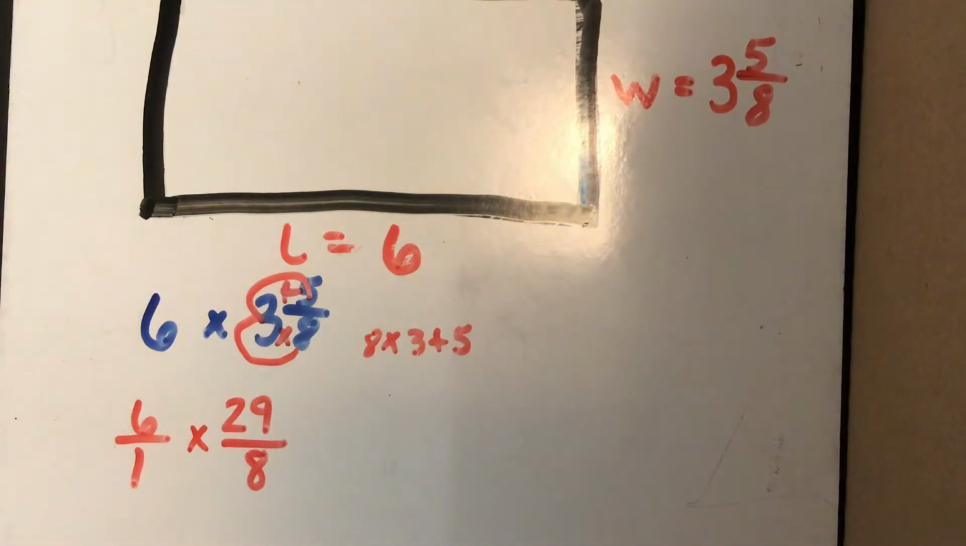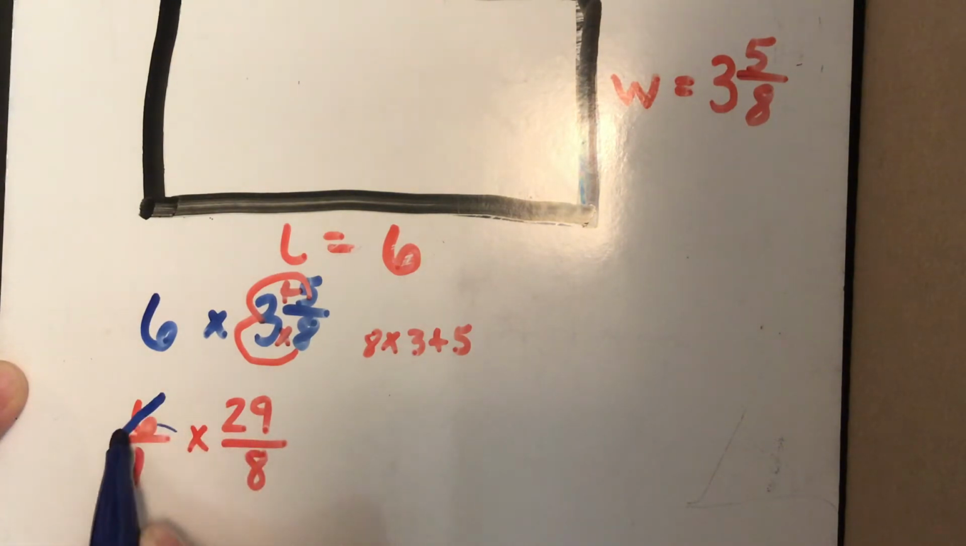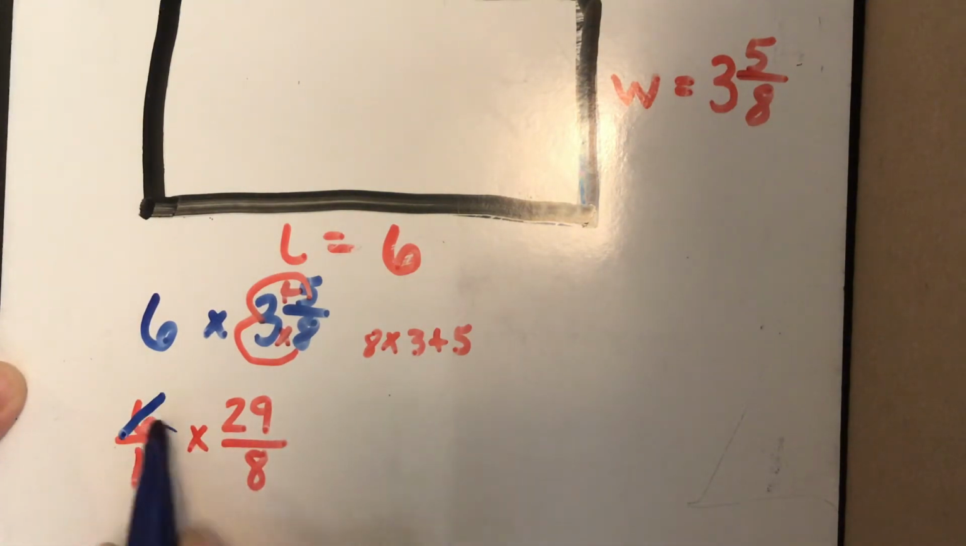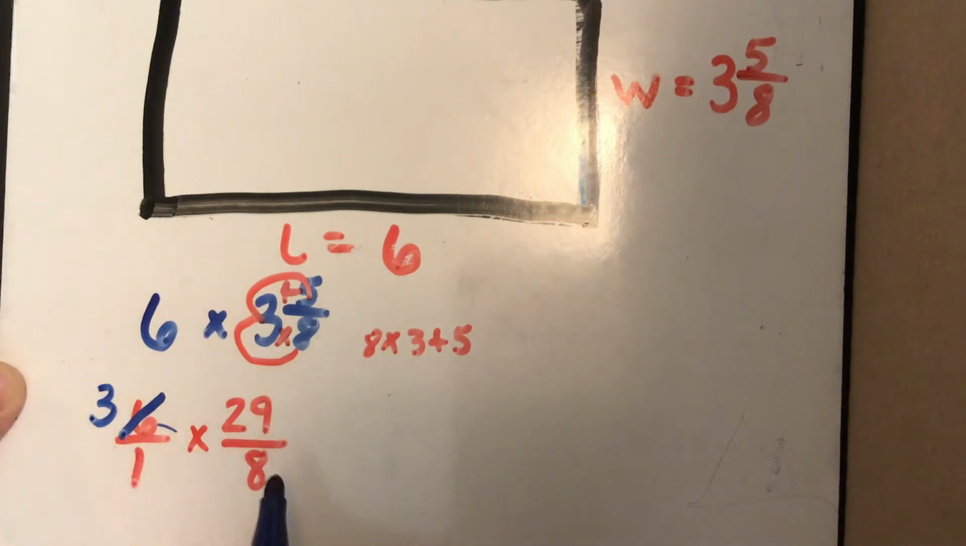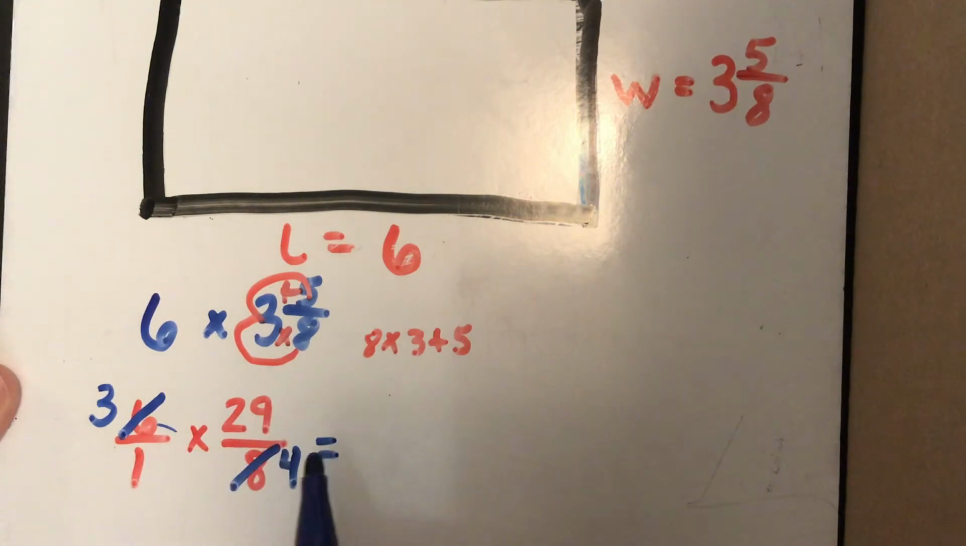Next step is to simplify if possible, okay? In this case, I have common factors here. 2 goes into both 6 and 8, so I'm going to cancel out. 2 goes into 6 3 times. 2 goes into 8 4 times. And that's all I can simplify, okay?